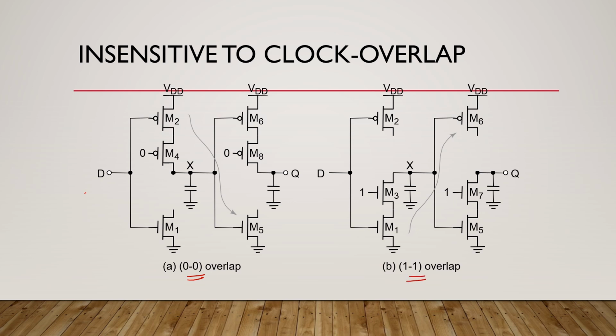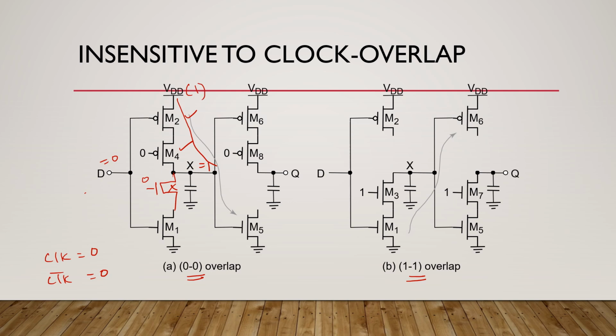0 0 overlap means my clock is also 0 and clock bar is also 0. When clock bar is 0, what happened here? We have one NMOS transistor, and you have given 0. 0 means definitely it is in the off condition. That's why this is disconnected from the circuit. But because of this 0 here, this M4 goes on. Then if the input is 0, M2 is also on. So this path is closed. X equals 1 because VDD equals 1.